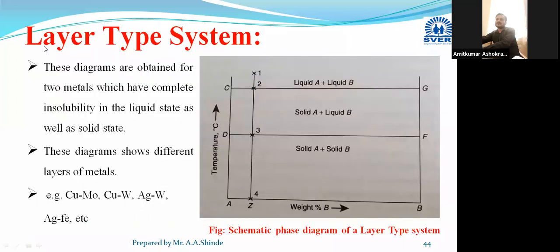After that we have discussed the layer type system, when 2 metals are completely insoluble in each other in liquid as well as in solid state. This type of layer type system will be obtained, and its examples: copper-molybdenum, copper-tungsten, silver-iron, a few examples we have discussed. And then microstructural changes occurring during the cooling, we have discussed that part also.